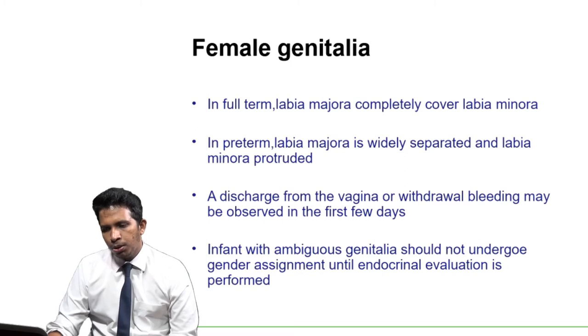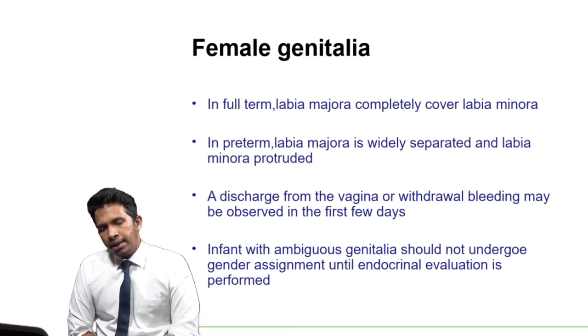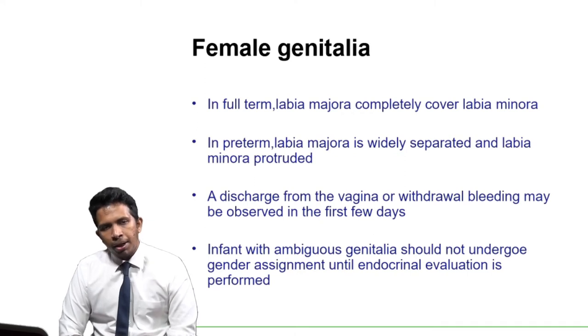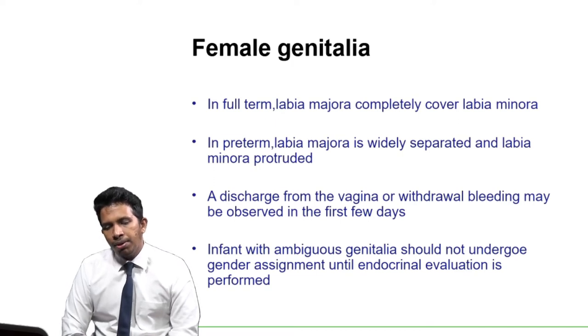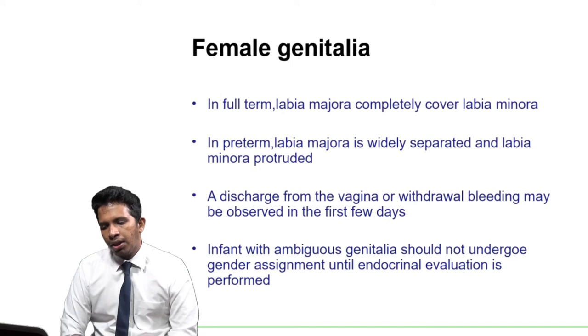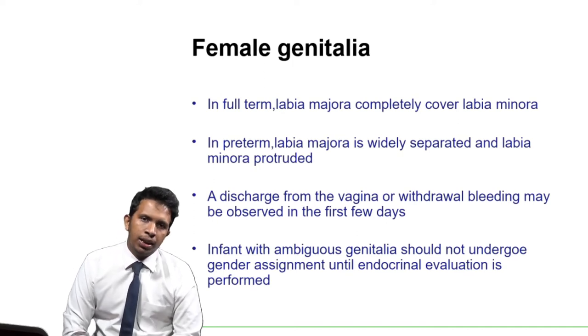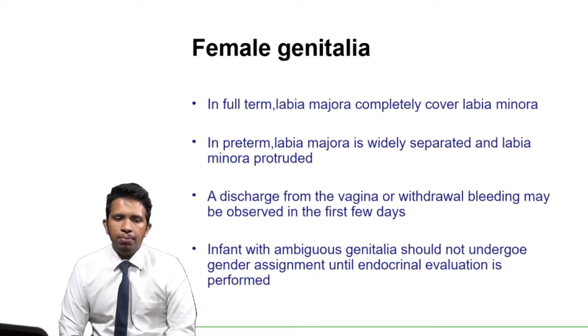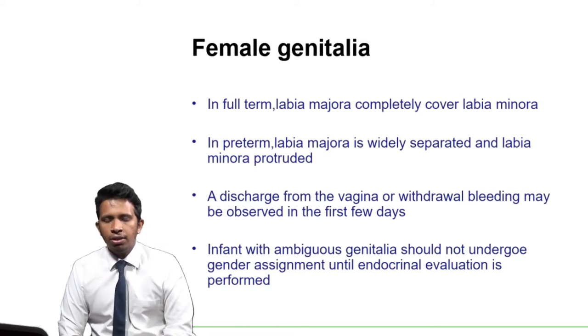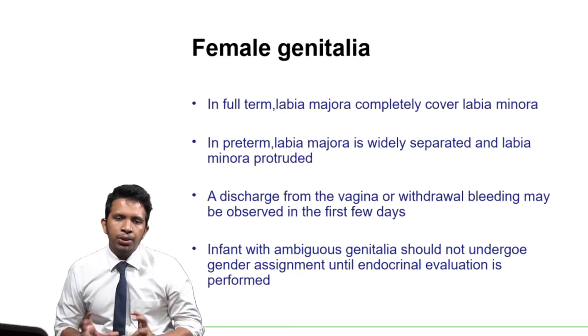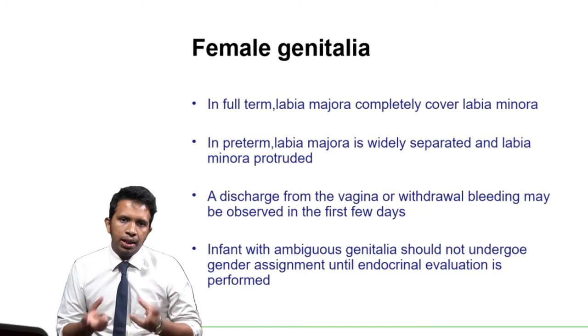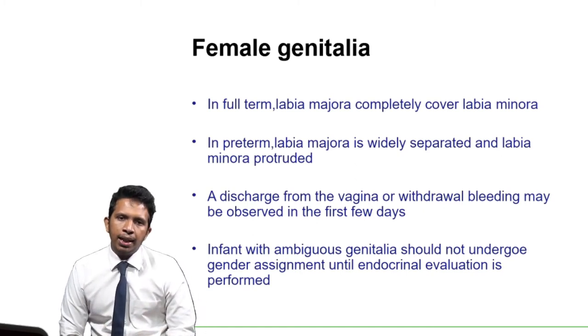That is called hypospadias. In female genitalia, in a full term baby, the labia majora should completely cover the labia minora. In preterm, the labia majora is widely separated and the labia minora is protruded. A discharge from the vagina or any withdrawal bleeding may be observed in the first few days. Infants with ambiguous genitalia should not undergo gender assignment until endocrine evaluation is performed. Ambiguous genitalia is when there is an abnormal balance of steroid hormones such as estrogen and testosterone, where the labia majora and minora tend to get hyperplasia, where they get thicker. When they get thicker, they appear like two scrotums.